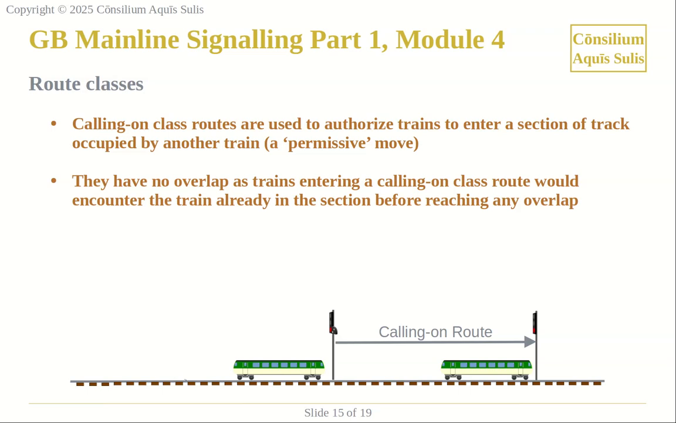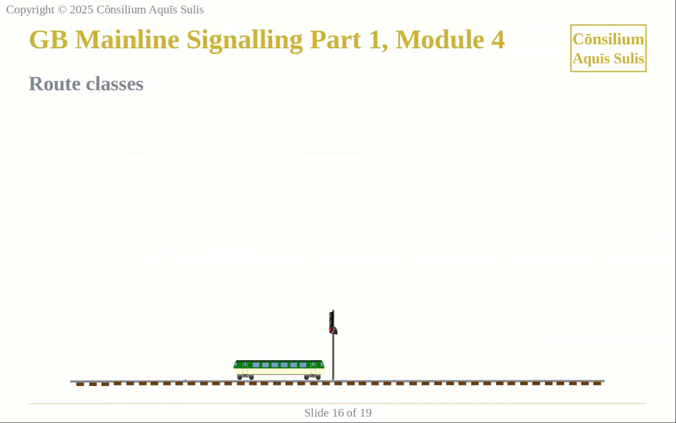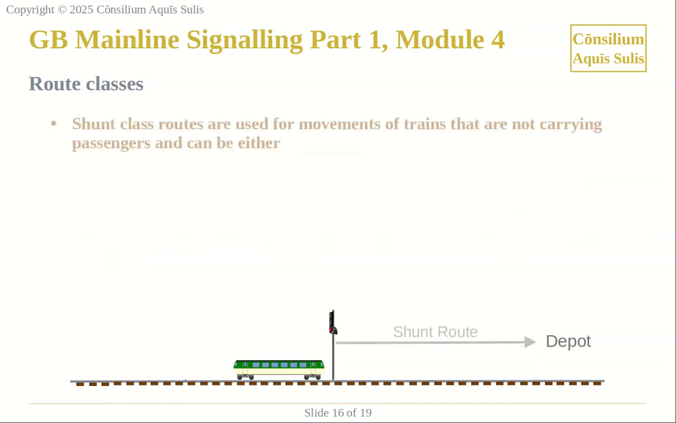And because trains are expected to encounter another train before reaching the exit signal for a calling on route, they have no overlap. And because of the risk involved, trains are only authorised to enter calling on routes when they are nearly to standstill, so going very slowly.